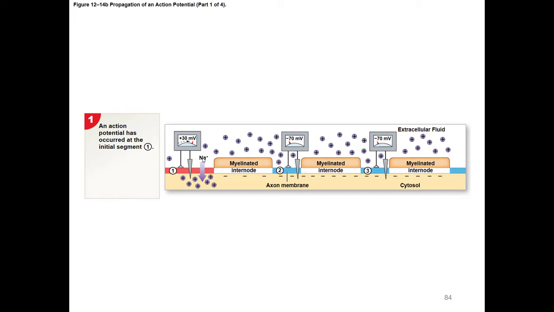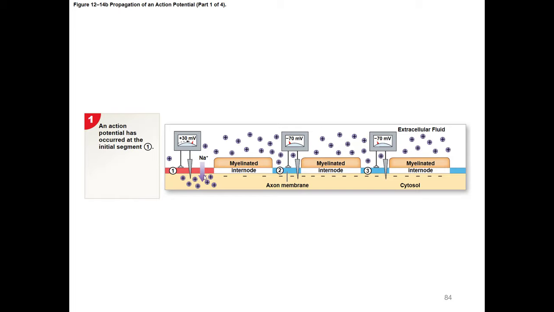So once the sodium rushes in and we get all the way to positive 30, remember that at that point, sodium channels will close and we will begin to go into repolarization, which is when we go from positive 30 back down towards resting potential. And we do that by allowing potassium to leave. Now, this picture doesn't show any potassium. It really only tells the story of the sodium, but you should know that that's still occurring.